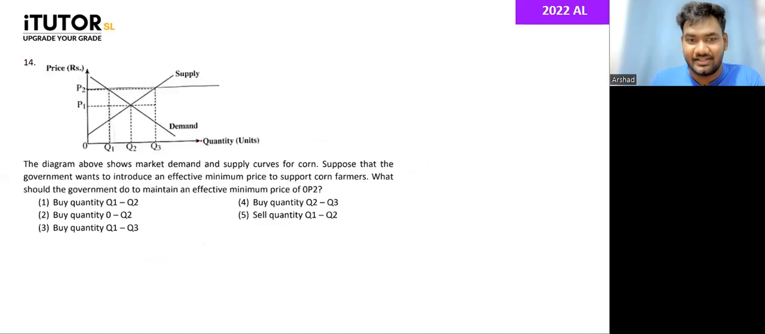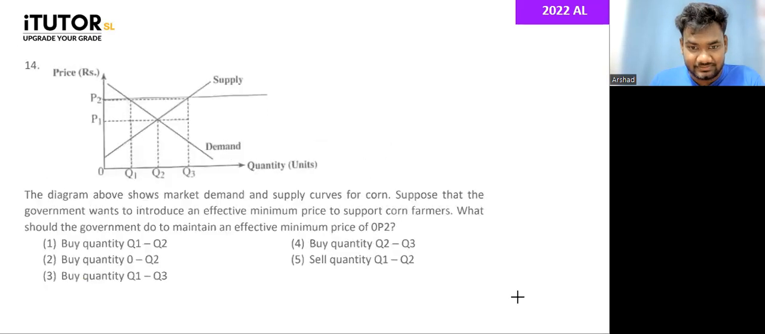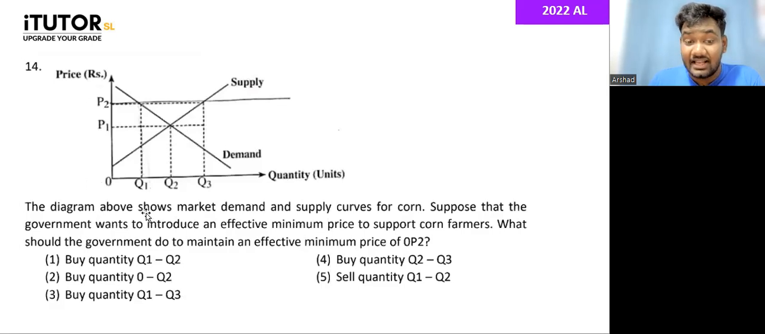Going to the last one. The last question is saying, what are they doing? The diagram above shows the demand and supply curve for corn. Suppose that the government wants to introduce an effective minimum price. Remember, guys, when you say effective minimum price, that means the government is further intervening and they are kind of buying the excess supply. What should the government do to maintain an effective minimum price of OP2?